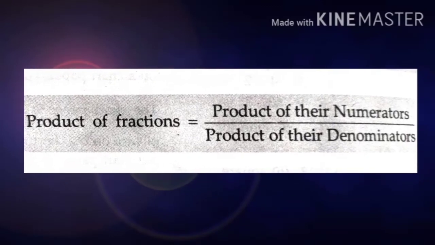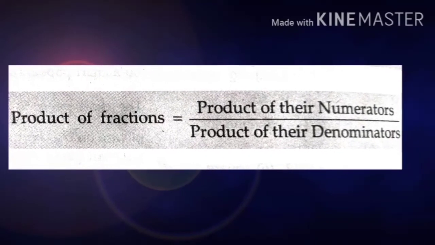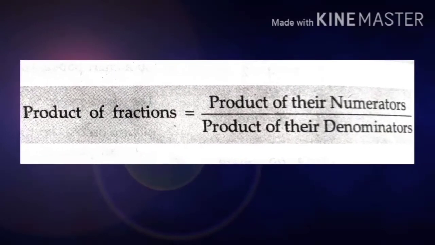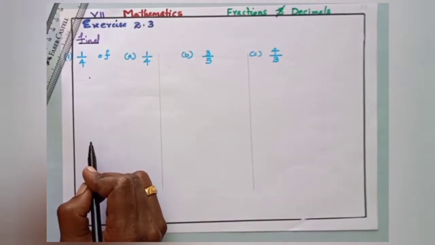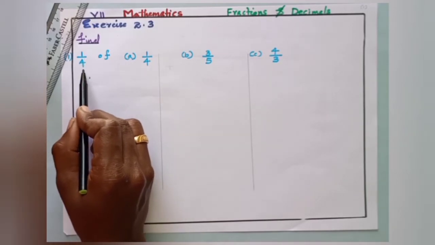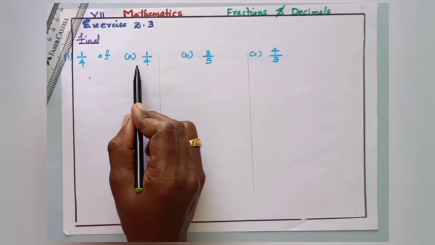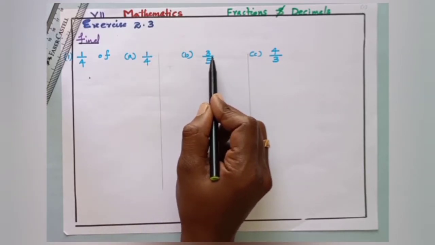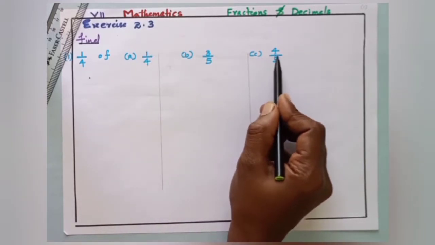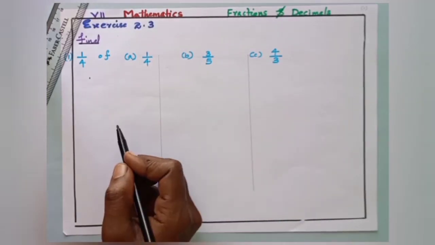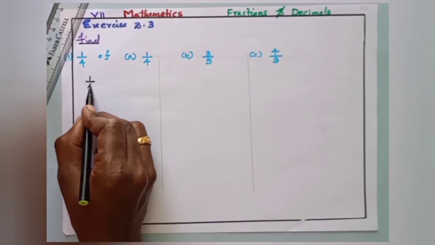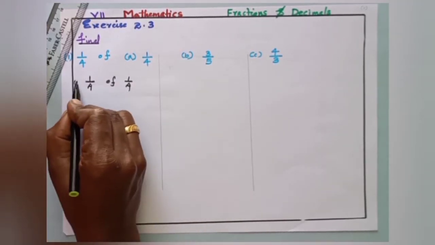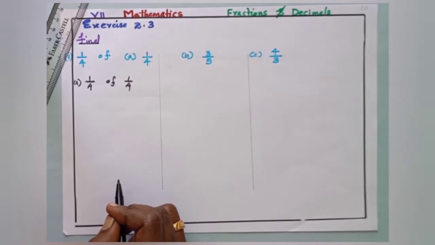Product of fractions equal product of their numerators by product of their denominators. Let us do some questions. Find 1 by 4 of: sub question A, 1 by 4; B, 3 by 5; and C, 4 by 3. So first, 1 by 4 of 1 by 4. That is sub question A.